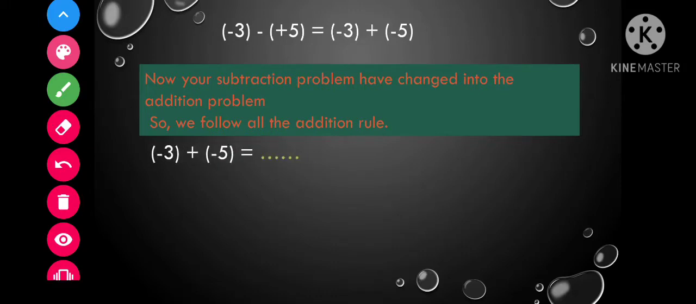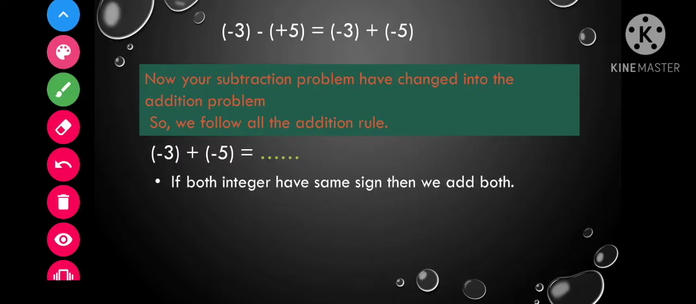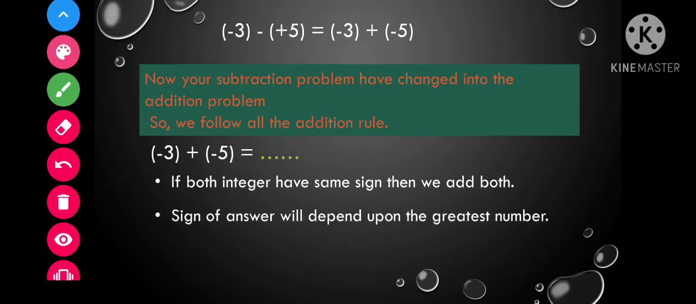Then minus 3 plus minus 5 equals what? Here both integers have the same sign, then we add both. 5 and 3 equal 8, so the sign of the answer will depend upon the greatest number. 5 is greater than 3, the sign of 5 is minus, so the answer will be minus. So the answer is minus 3 plus minus 5 equals minus 8.